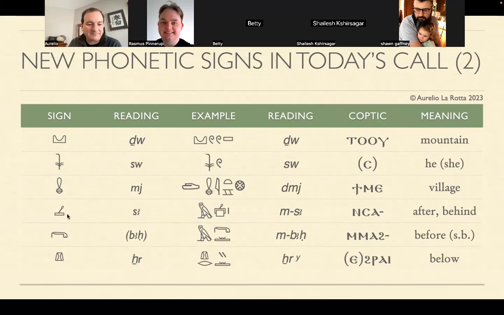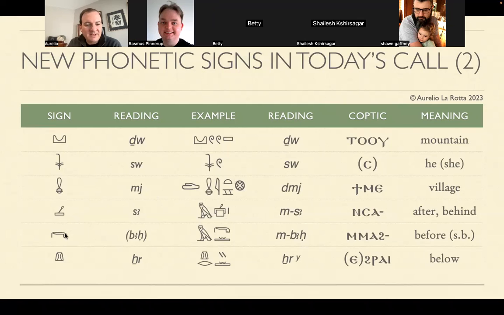What else? Sa, back, very common in the preposition emsa, behind. I used two different forms here. If you see this glyph or this glyph, it's just a graphical variant. It's the exact same thing, whether it has the box or it doesn't have the box.